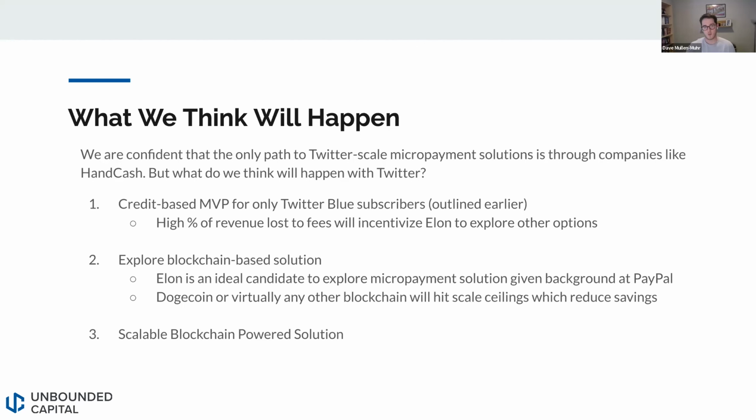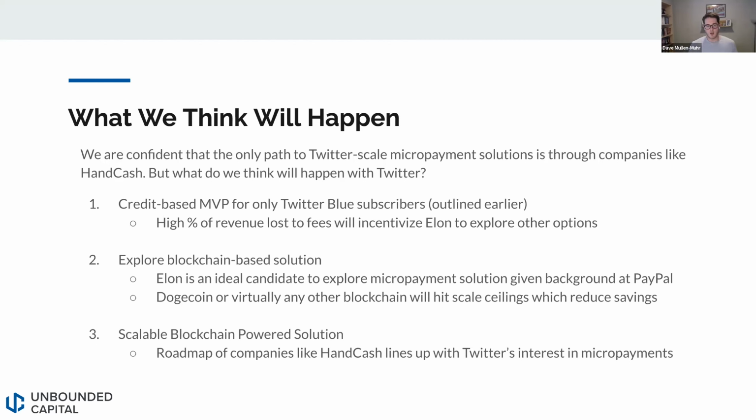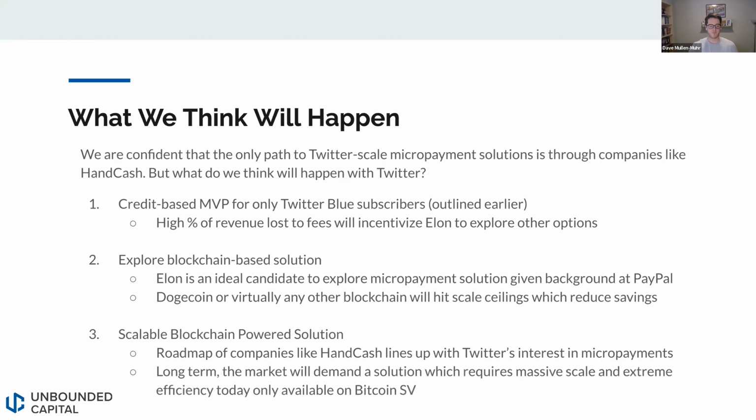So I think ultimately where this ends up for Twitter or for a Twitter competitor and really all sorts of online products is leveraging a scalable blockchain. I think roadmaps for companies like Handcash and others in the Unbounded Capital portfolio line up very nicely. The product at Handcash has developed a lot over the last couple of years. And should Twitter explore this type of solution in the 6 to 12 month timeline, I think that dovetails very nicely with how mature the Handcash product offering is and other similar products leveraging Bitcoin SV.